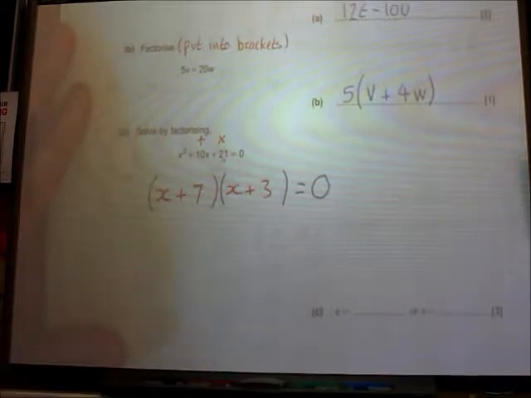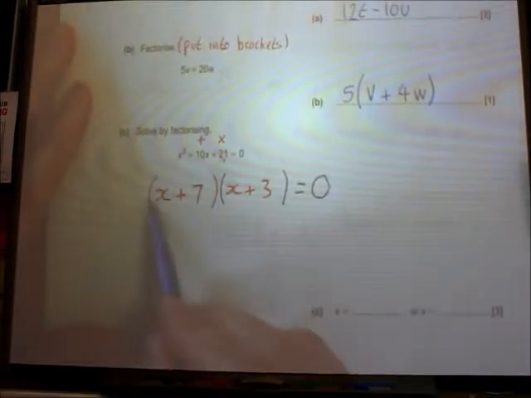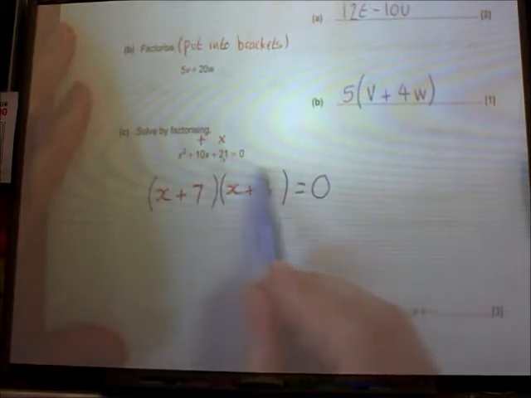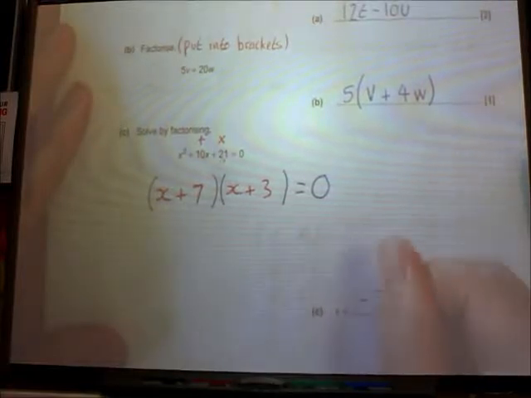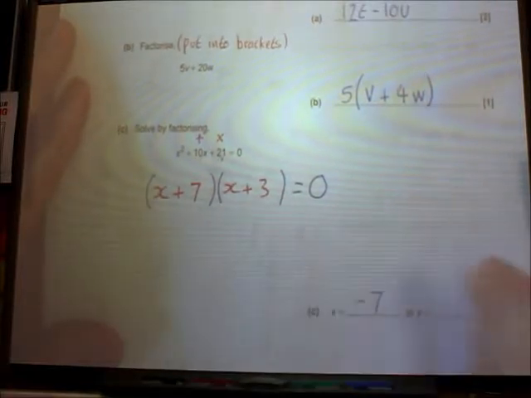To solve it, you need to work out what x has got to be for this bracket to be 0 or for this bracket to be 0. So here x would need to be minus 7, and over here x would need to be minus 3.